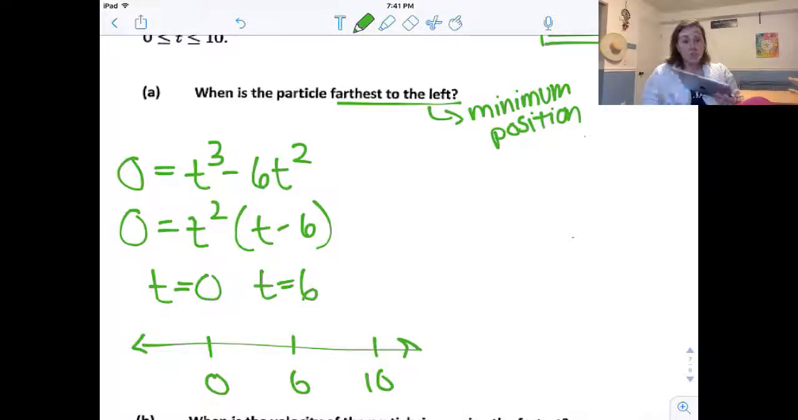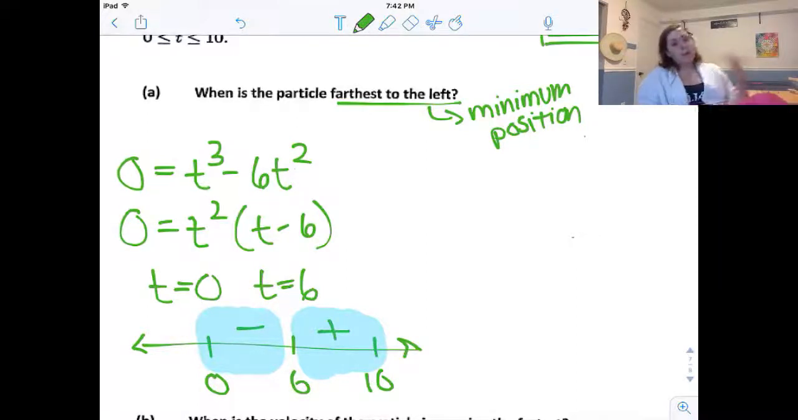So plugging in a value between 0 and 6, plug in 1. This would be 1 times negative 5, so that's negative. And plugging in a value greater than 6, I would have a positive and a positive. So already I can tell when it's furthest to the left. Here it's going all the way to the left, that's a minimum, and then it's going all the way to the right. There's no other minimums. So I can make that argument, or you could actually plug in and get some values.